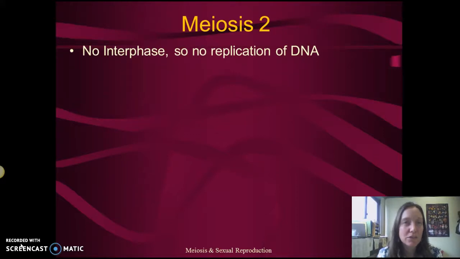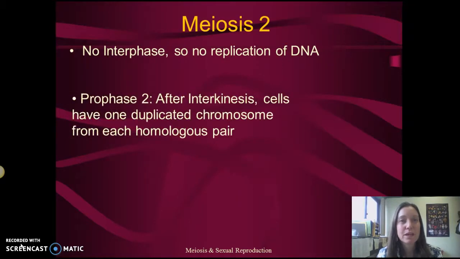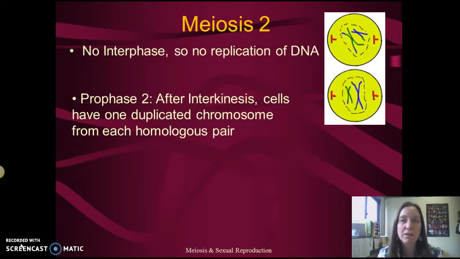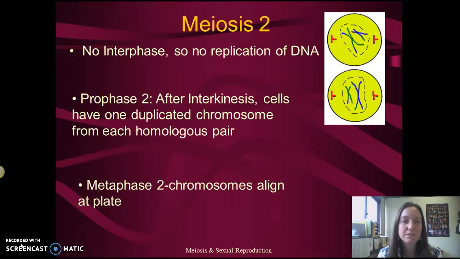After telophase 1, there is no interphase. The cell goes right into meiosis 2, or may have a resting period called interkinesis. What's important here is that there's no replication of the DNA. In prophase 2, after interkinesis, that resting period, the cells have one duplicated chromosome from each homologous pair. These are the separated cells.